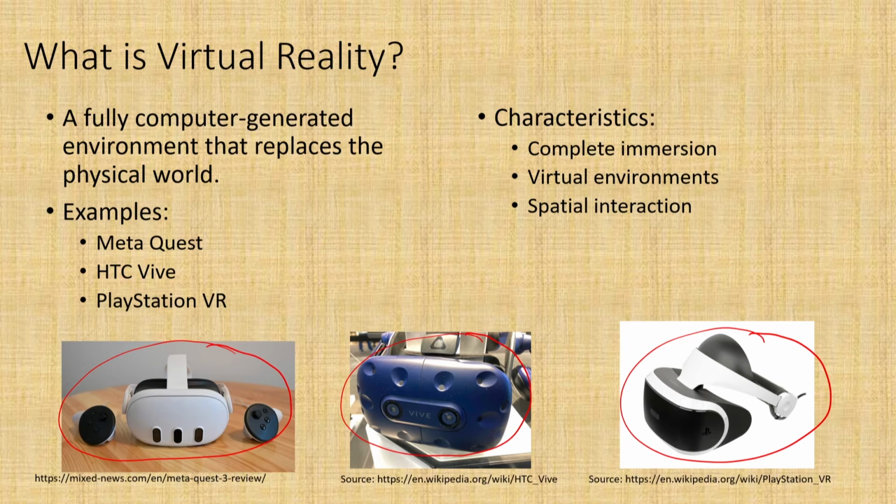The characteristics of such headsets are that they give you complete immersion or close to complete immersion. They provide you an environment which is not the real environment you live in, but the virtual environment. They also give you the ability to interact spatially in this environment. That is, you can move around, navigate, do things in these environments yourself. It is not the same thing as watching a TV screen where things are being shown to you, but you cannot do anything about it.